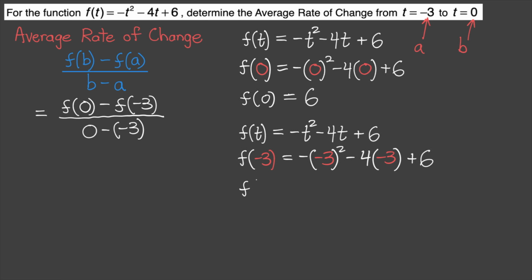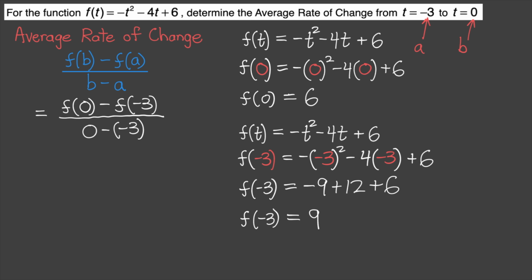So we have f of negative 3. Here we have negative 3 squared, which is negative 3 times negative 3, which is positive 9. However, we have a negative here, so it ends up being negative 9. Negative 4 times negative 3 gives us positive 12 plus 6. All right, so we have negative 9 plus 12, which is positive 3, plus 6, which gives us 9. So f of negative 3 equals 9.